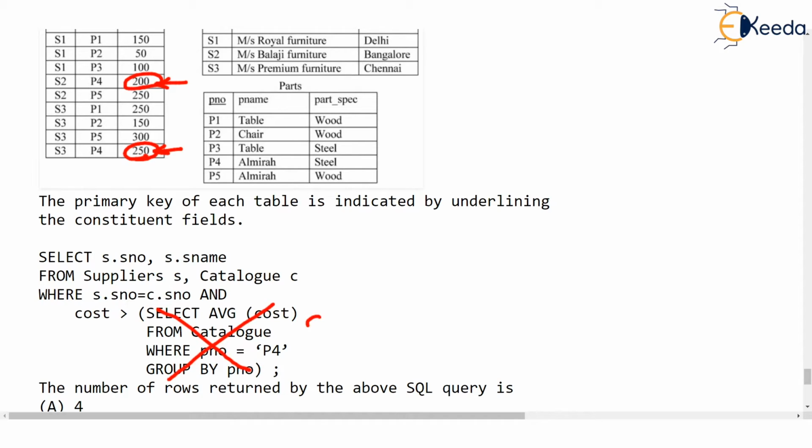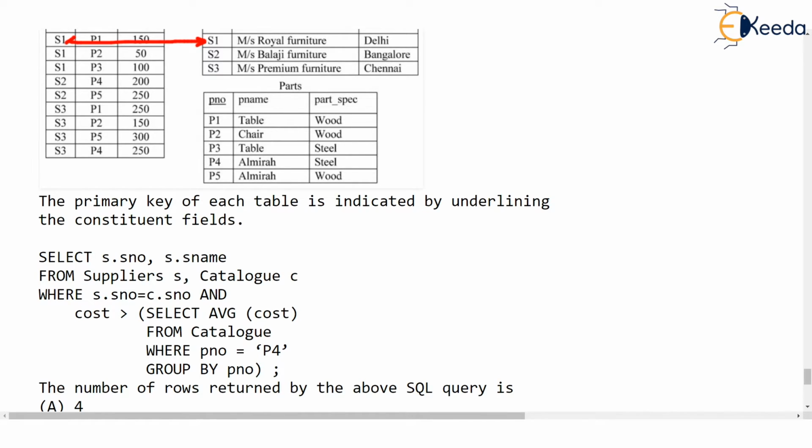Now this cost will be compared to check whether it is greater than 225, isn't it? But where is cost? Cost is in catalog. You know very well that the cost of every tuple in the join, in the Cartesian product, will be compared. But first of all, let's very quickly see which rows are there in this join. This S1 is joined with this S1, because we are joining on supplier number, correct?